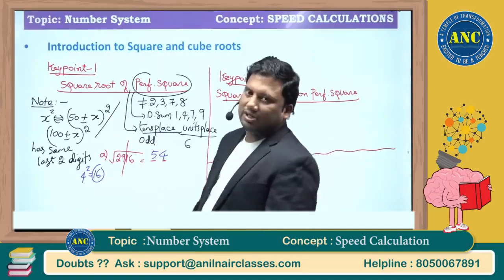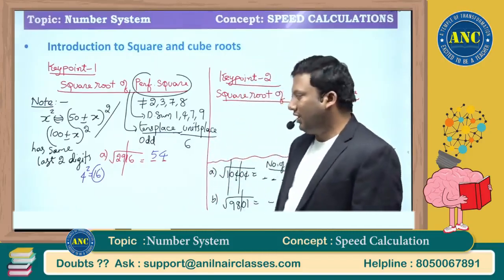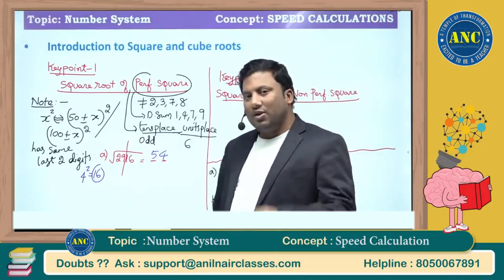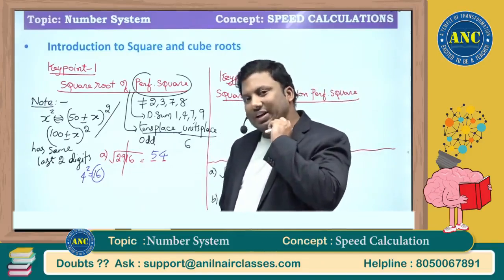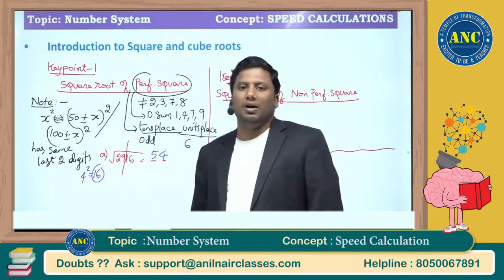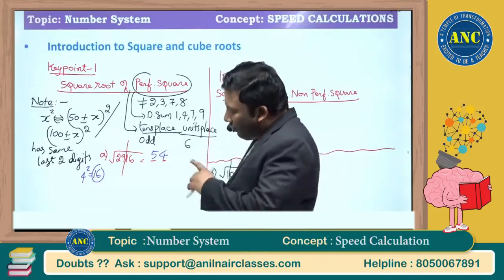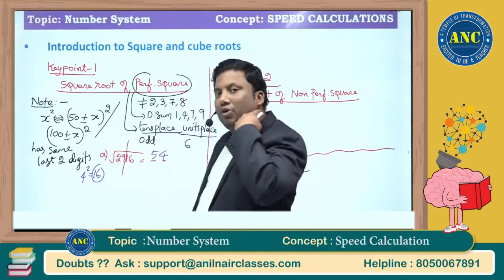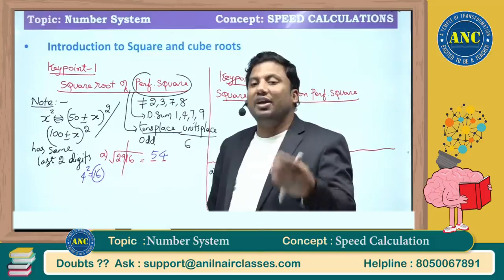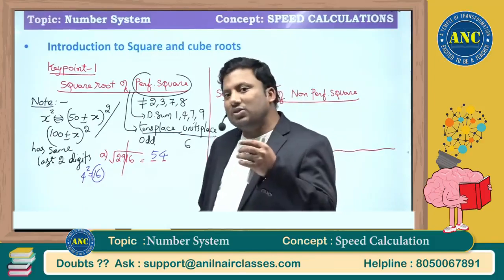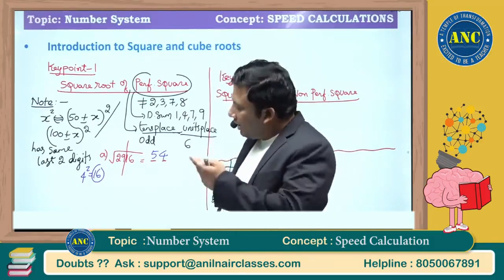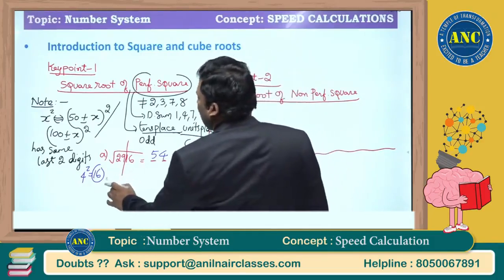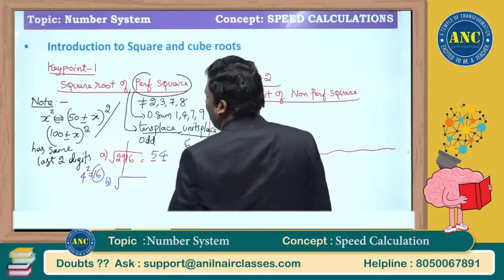Yes, we got 2 digits. The answer for this question is 54. Again, I am repeating: square root of 2916. What are the last 2 digits? 16. What is the smallest natural number which on square gives 16? 4 square is 16. Then use this logic: 50 plus 4, 50 minus 4. I cannot take 50 minus 4 because 50 square is 2500 and the given number is greater than 2500. So 54.